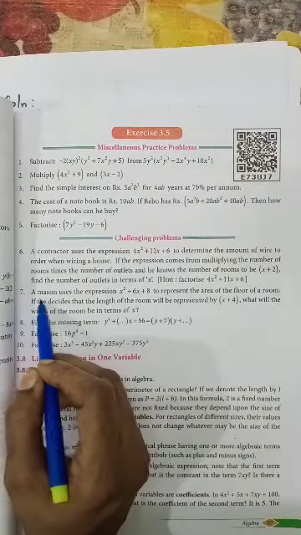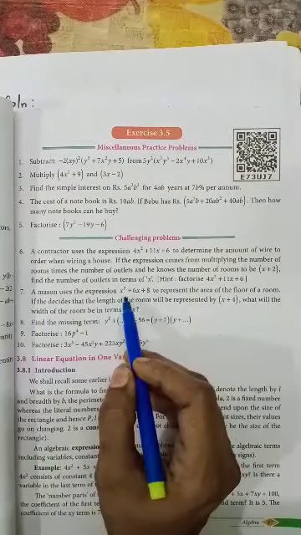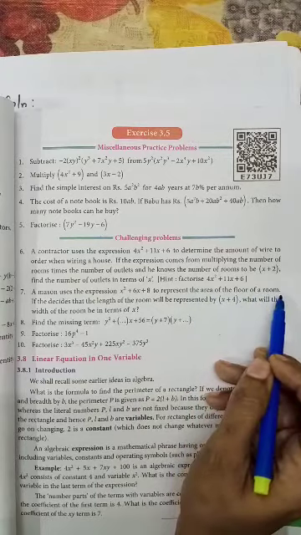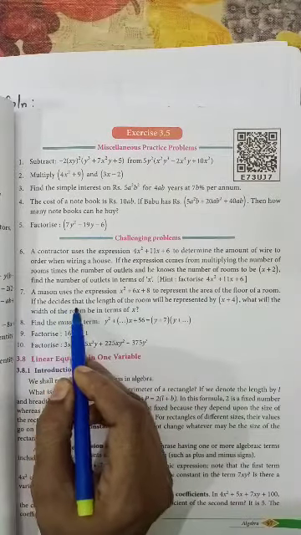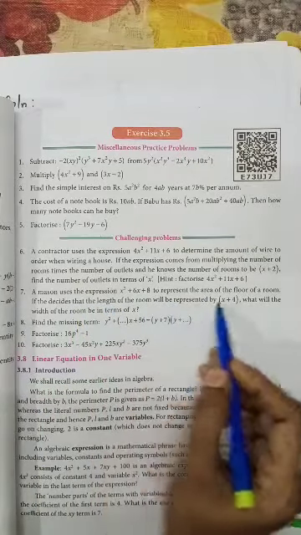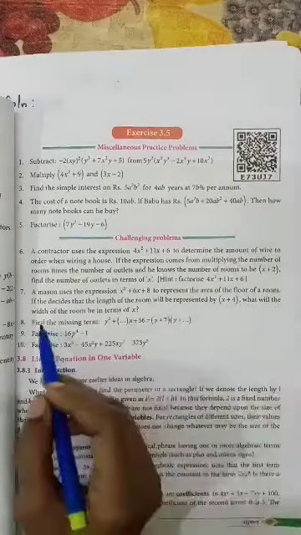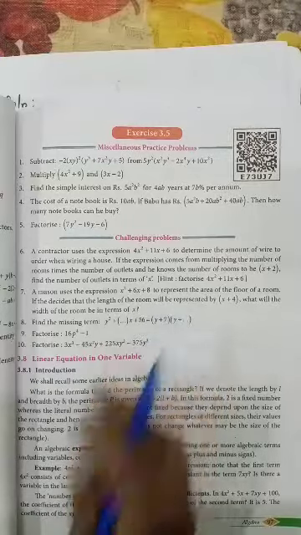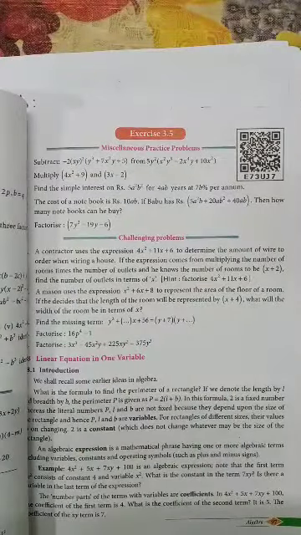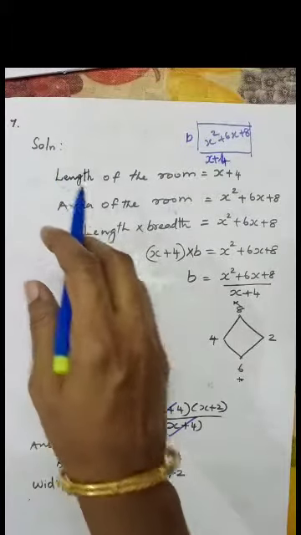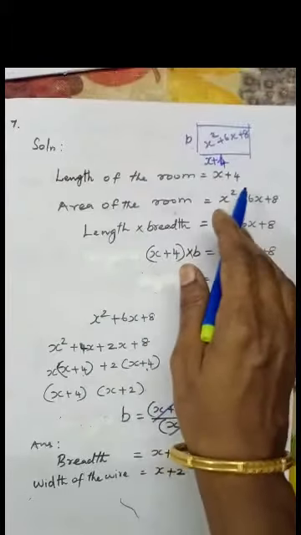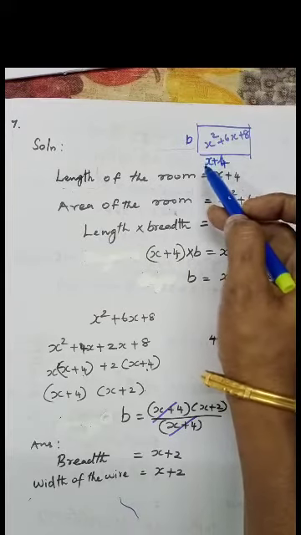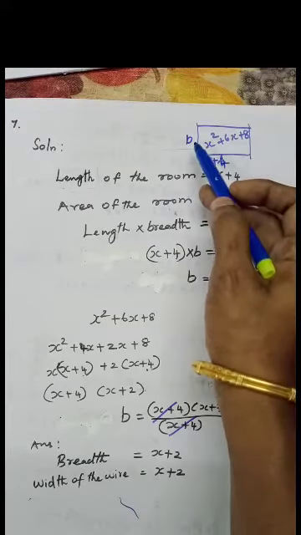Here the seventh problem. A machine uses the expression x square plus 6x plus 8 to represent the area of the floor of a room. If he decides that the length of the room will be represented by x plus 4, what will be the width of the room in terms of x? We have to find the width of the room. Seventh problem. Solution. Length of the room is equal to x plus 4. Here the room is in the shape of a rectangle. Here the length is x plus 4. Breadth you have to find.